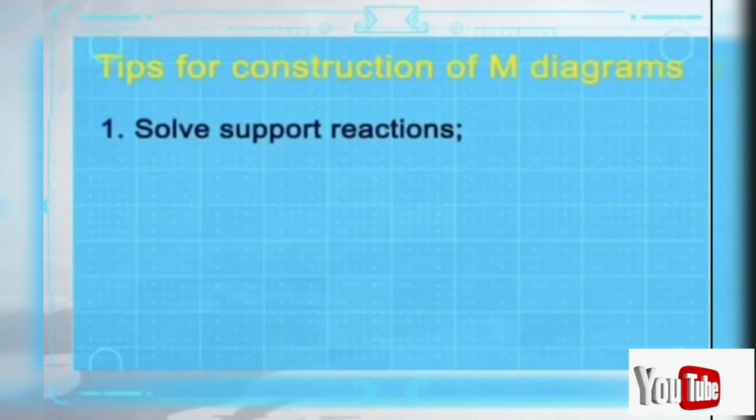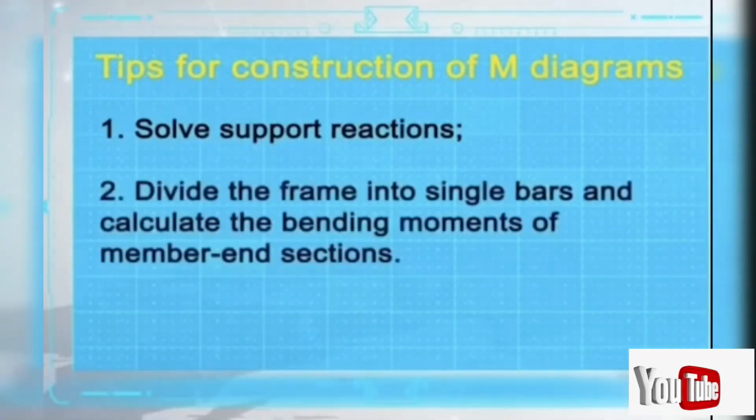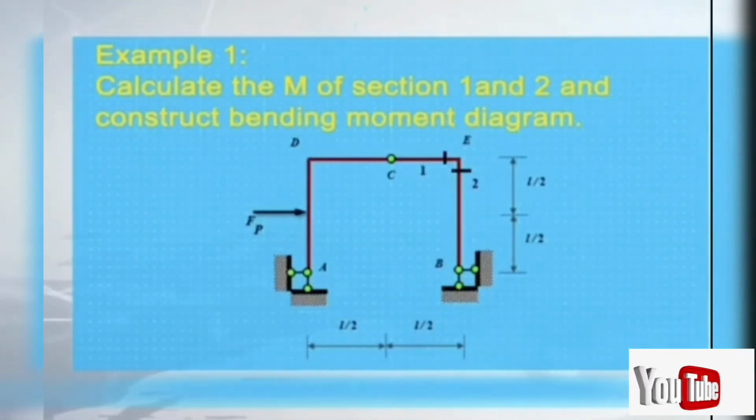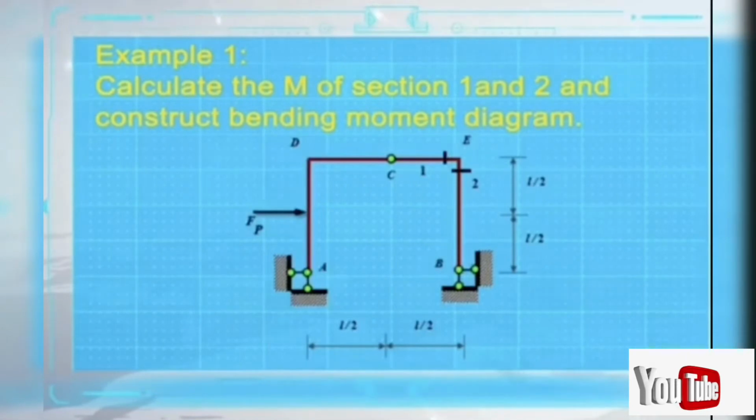To construct the bending moment diagrams for frames, generally we solve the support reactions first. Then, divide the frame into single bars and calculate the bending moments of members and sections. Look at an example. Calculate the bending moments of section 1 and 2 and construct the bending moment diagram for this frame.